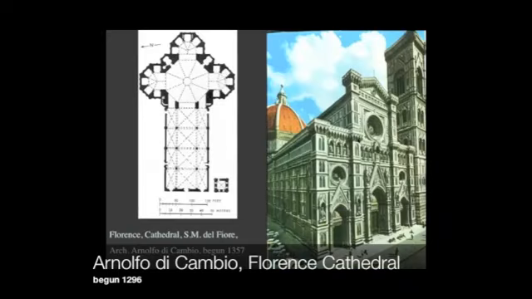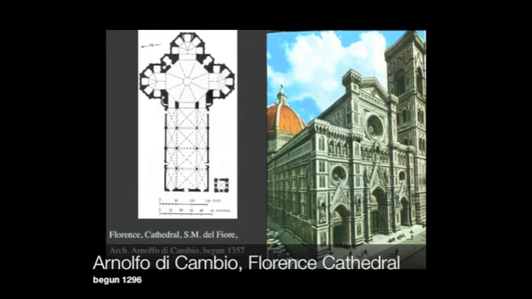Probably the unfinished Gothic church that's most interesting and most instructive is the Church of Santa Maria del Fiore in Florence, built by the great architect Arnolfo di Cambio. Seems like he had enough time to get more of it done than the architects of the Milan Cathedral. But a problem with the Florence Cathedral was that Arnolfo was really good. He was a really great architect.